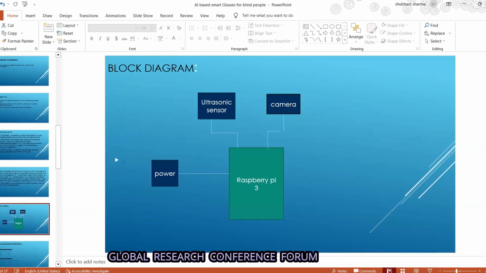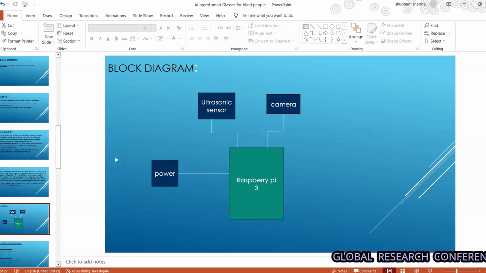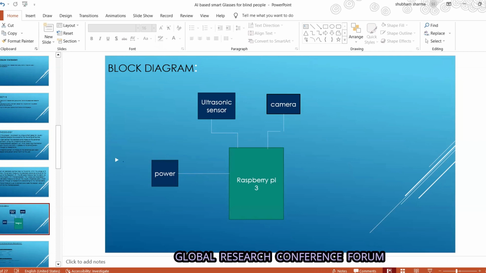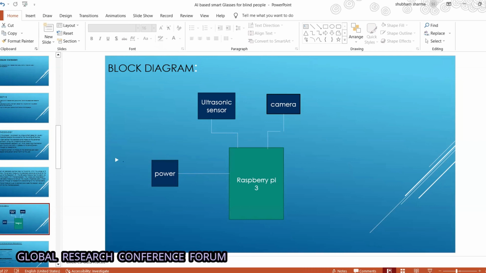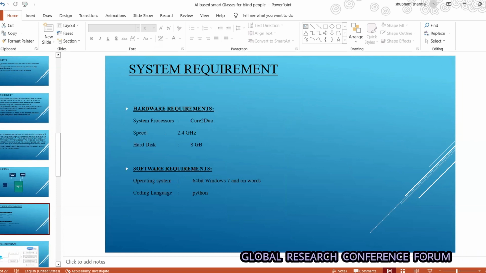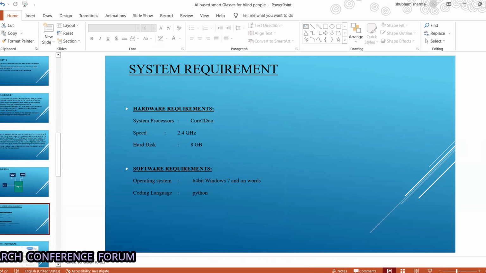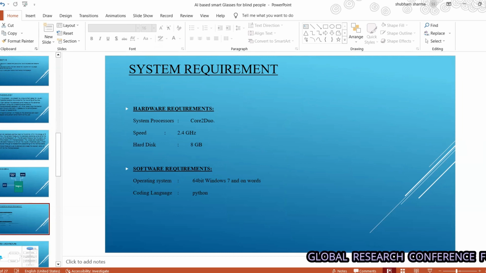Next is a simple block diagram. Our product will contain a Raspberry Pi, power supply, ultrasonic sensor, and the camera module. These are the system requirements. We need a Raspberry Pi with 8 GB and a speed of 2.5 gigahertz. Then we will use the Python coding language to code this.